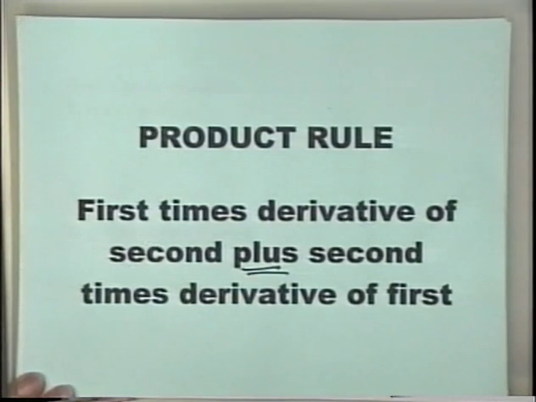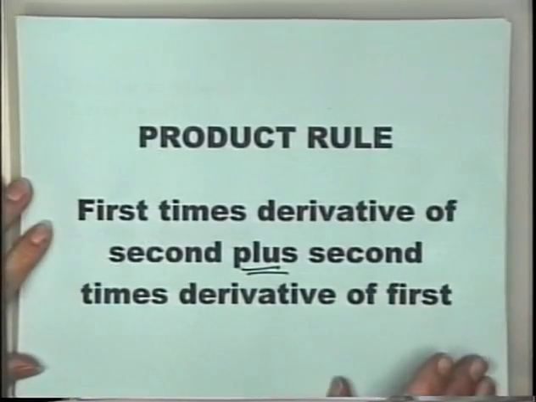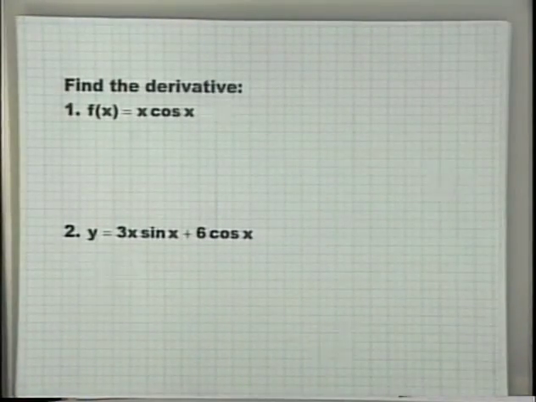If you'll memorize this product rule in words and you sort of say these words to yourself, then you're going to know exactly how to find the derivative when you see a product of two functions. Let's look at an example. Find the derivative if f of x equals x times the cosine of x.